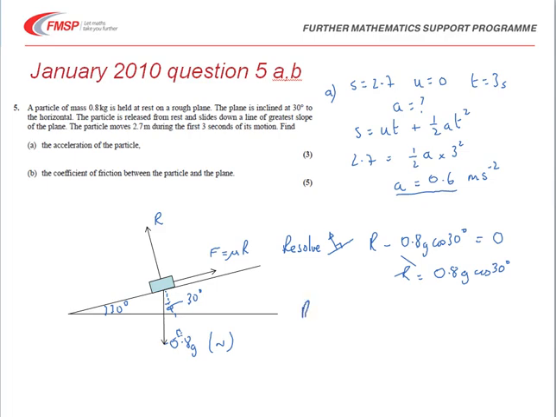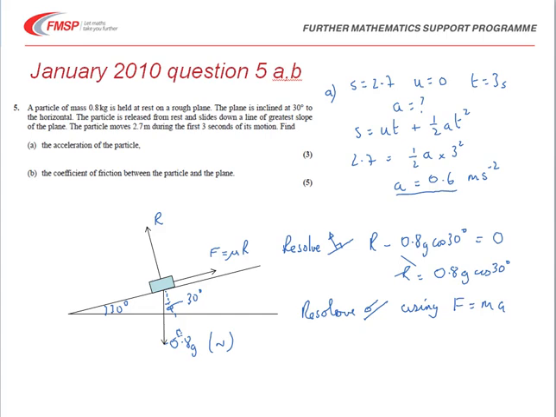So now this time we're going to resolve down the plane and use the fact that the force down the plane F is equal to ma. That's F equals ma, so not the same as the frictional force. That's the total force down the plane is equal to mass times acceleration.